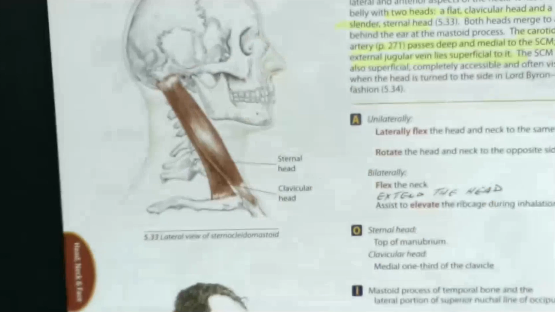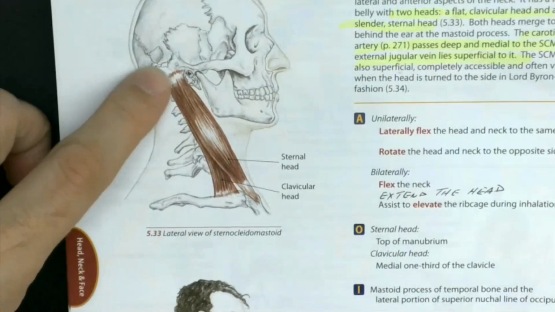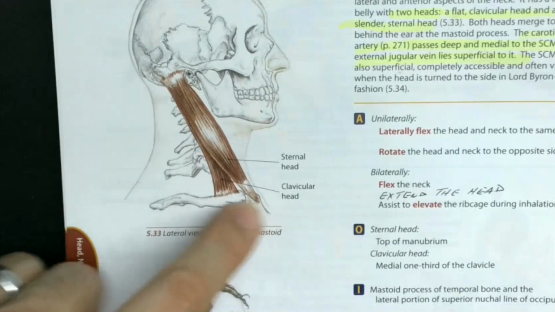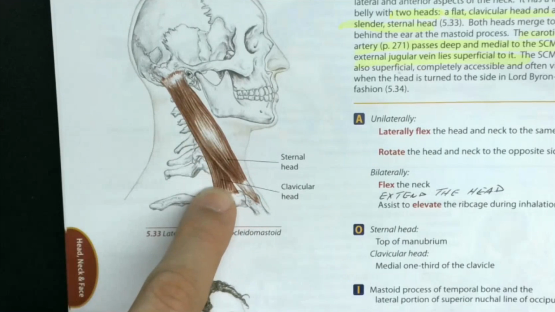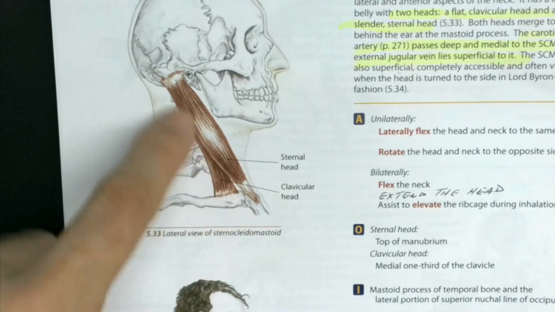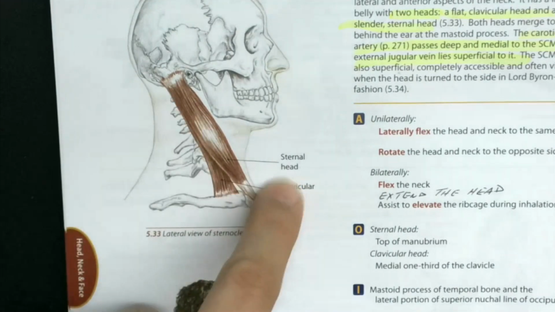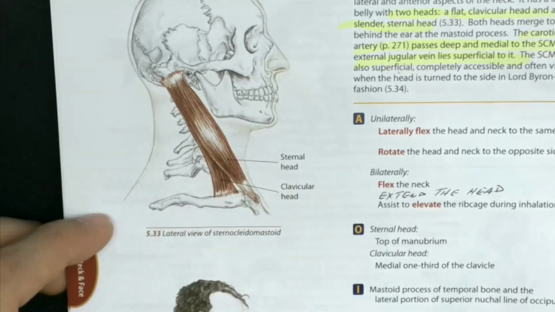So again, we take a look at this particular picture. We can see here we have the mastoid process and we have the sternum and clavicle. Now, like I said, this muscle does have two heads or two bellies, and one goes down to the sternum, we call it the sternal head, and then one to the clavicle, or clavicular head.